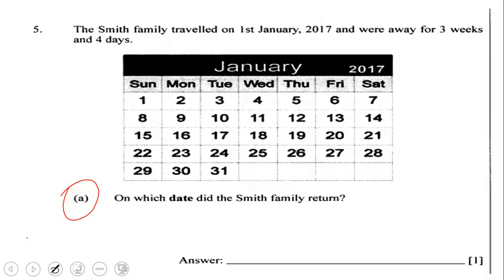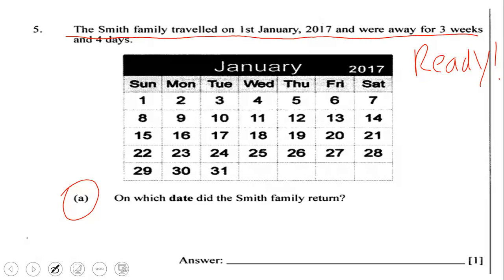Okay, so my question to you is, are you ready? Are you ready to begin? Then let's dive in. We begin by reading the question, and the question states the following. The Smith family traveled on 1st January 2017 and were away for 3 weeks and 4 days. On which date did the Smith family return? Again, the Smith family traveled on 1st January 2017 and were away for 3 weeks and 4 days. A, on which date did the Smith family return?